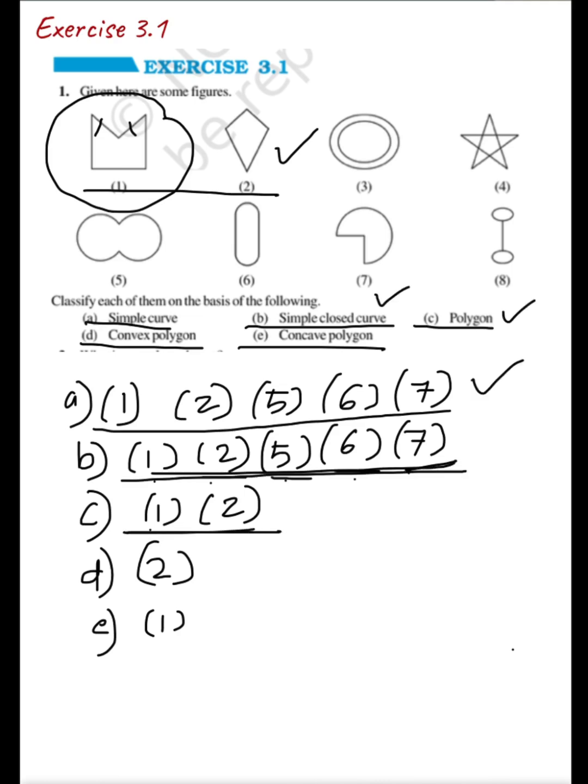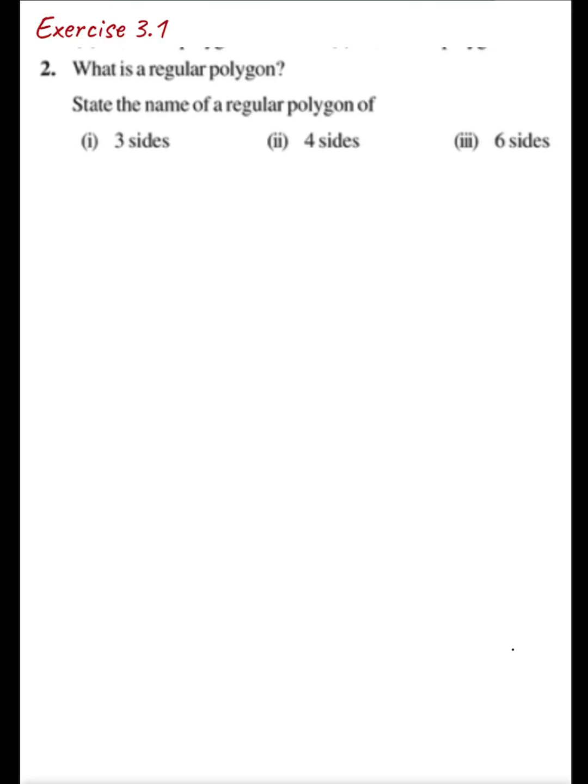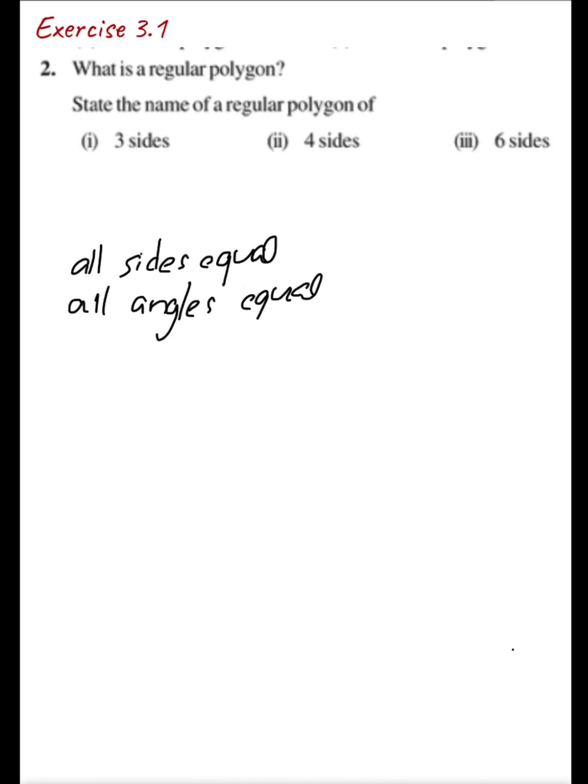Now let's see the second question. What is the second question? What is a regular polygon? So you know the answer. A regular polygon means it's a polygon with all sides equal and all angles equal. Or you can say it's a polygon which is equilateral and equiangular.